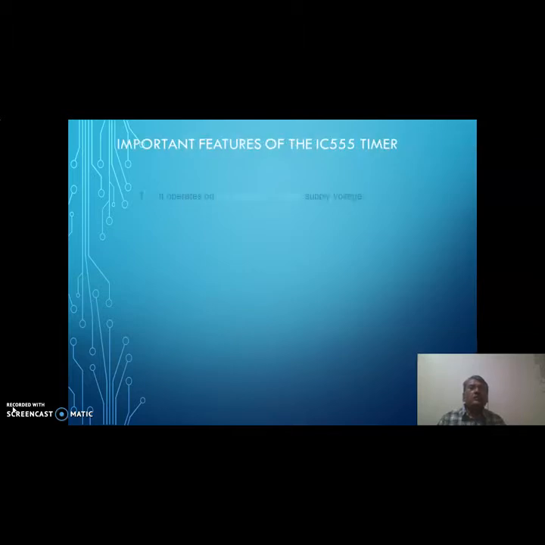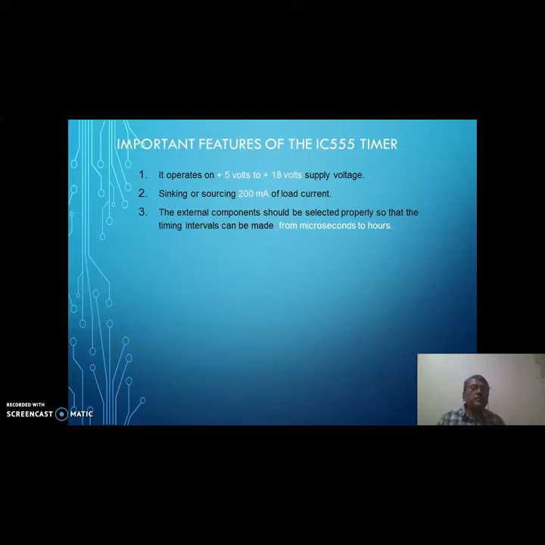Now let's see the important features of this IC555. It basically operates on a +5 to +18 volt supply voltage. It can sink as well as source 200 milliampere load current. If you select the proper external components and connect them, you can vary the timing interval from microseconds to hours. The output of the timer can drive TTL logic as well as CMOS logic due to its high current output. Then it has an adjustable duty cycle. You can vary the duty cycle here.